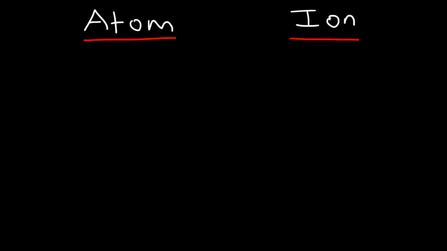Now, what is the difference between an atom and an ion? What do you think the difference between these two are? Atoms are electrically neutral. Atoms contain an equal number of protons and electrons. Ions, on the other hand, contain different numbers of protons and electrons. So a good example is the aluminum atom and the aluminum ion, which has a 3+ charge.